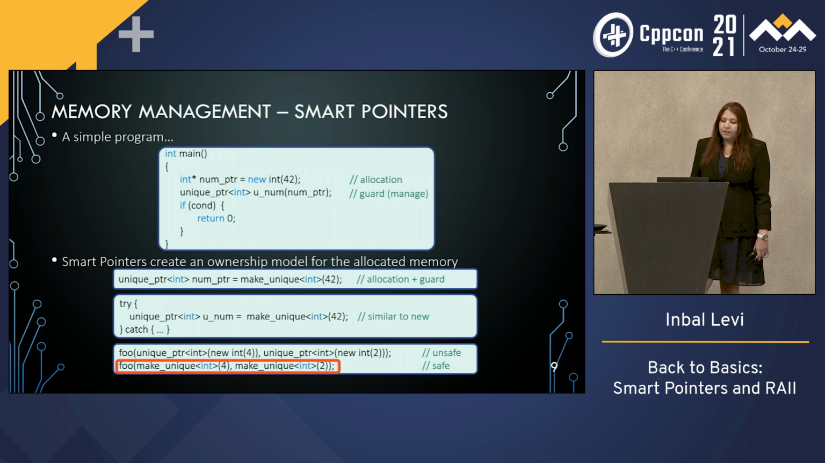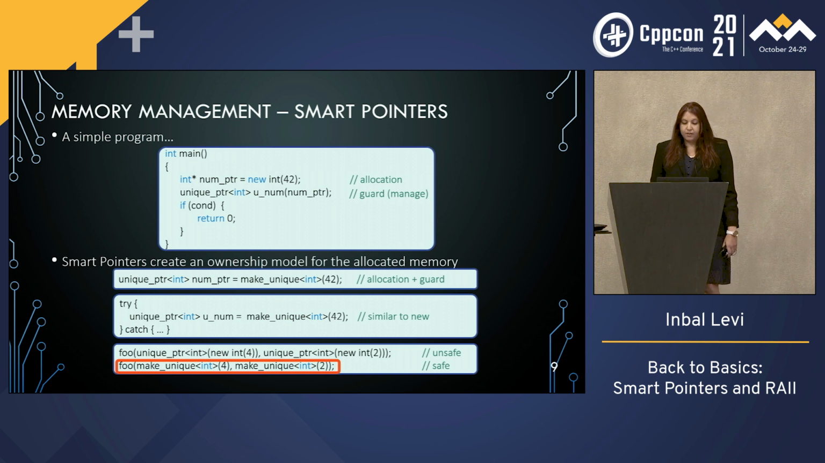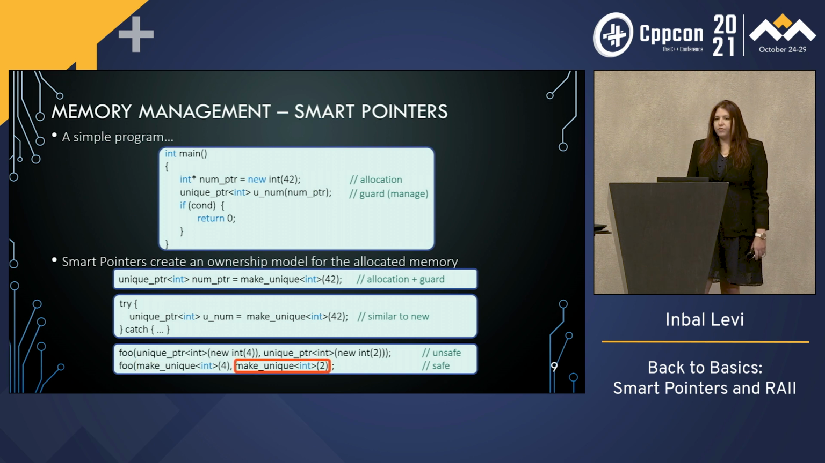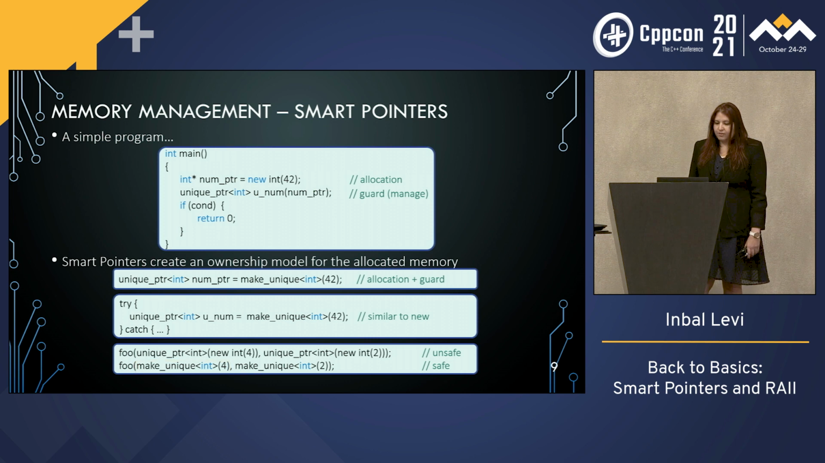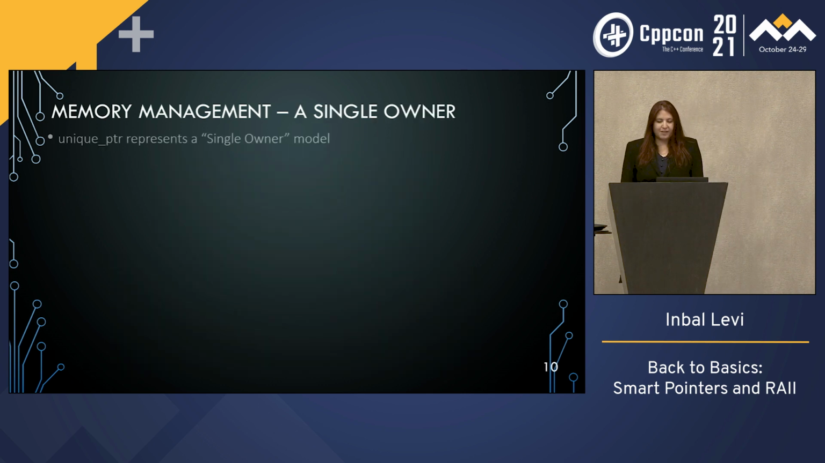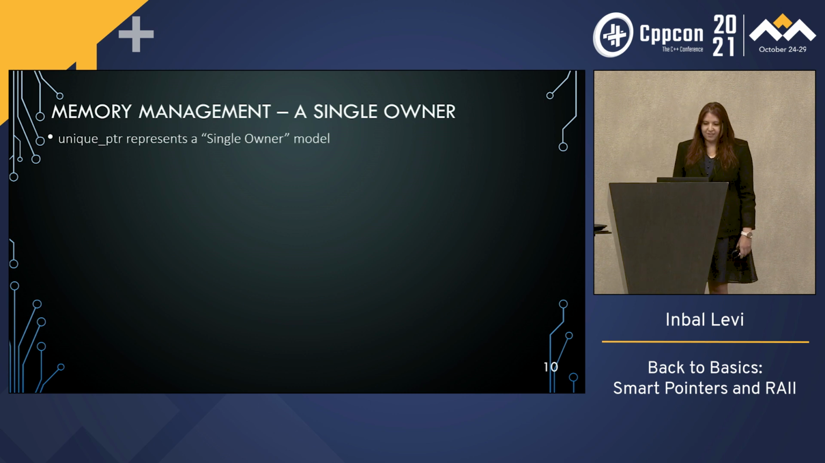On the other hand, if we have make unique factory functions, then the first one is allocation plus guard, and now even if that one throws, you're safe. So that's an additional reason why you should use the factory method. You'll see additional ones in continuation of the talk.